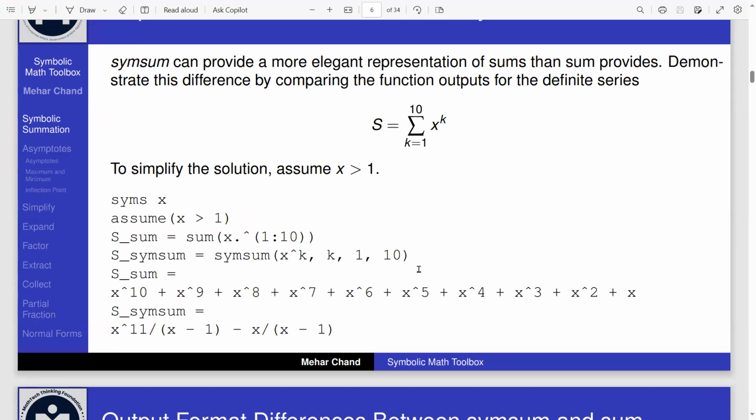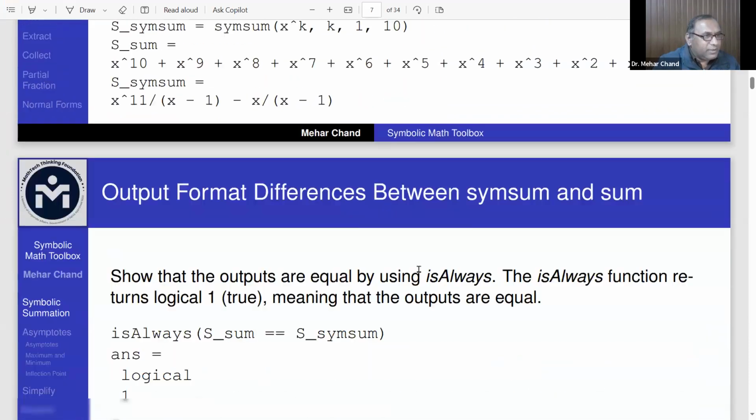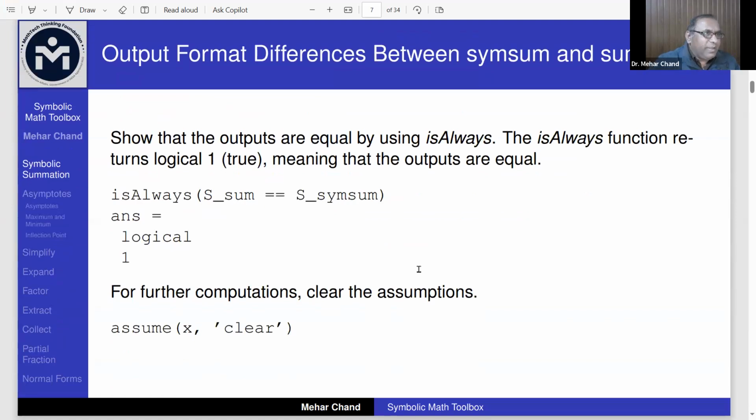You will do it yourself. This is based on summation. Here is the comparison: sum and by using SimSum, are these values equal or not? Yes, these values are equal. We checked in the very first example. And when you want to justify whether both the results are equal or not, then you will use the function is always.